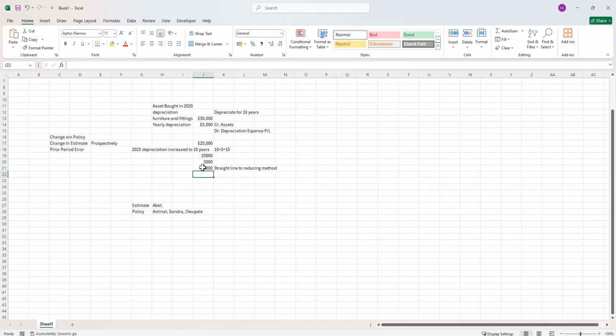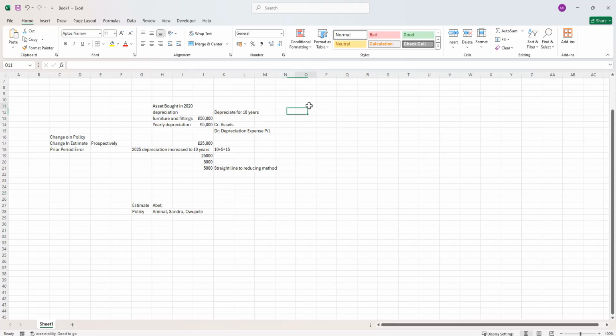What have I done here? 25,000 minus 5,000 divided by 4 years. Then that gives us this. Then do the same thing again, this minus this, and so on and so forth. It does not make sense to keep doing that because you've cheated the asset, because what you've recognized before will not make sense.